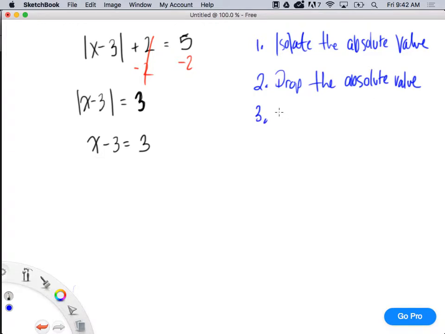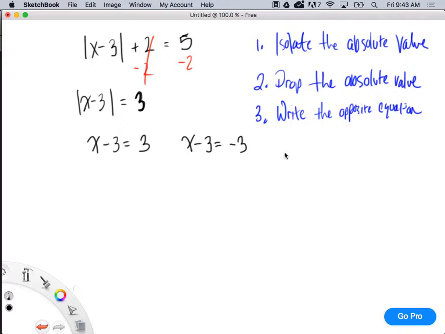But I'm not done. Third step is write the opposite equation. That's a really confusing kind of way of saying it, but I don't know how to say it in a very concise way. What you do is you write another equation, but instead of x minus 3 equals positive 3, it's x minus 3 equals negative 3. And the reason why we do this is because an absolute value of x minus 3 could be positive or negative, and the absolute value would make it the same thing, see?